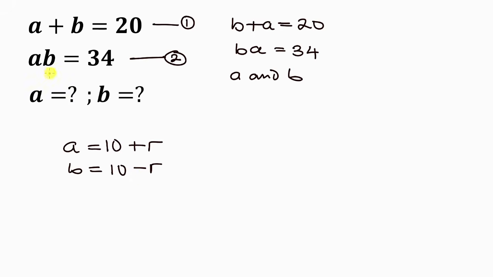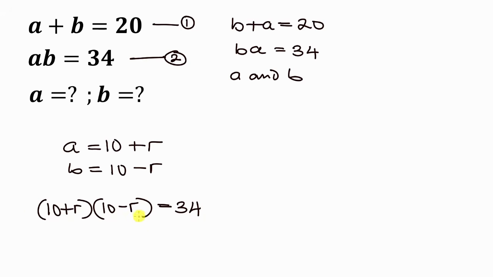Now let's go to equation 2. We see that a is multiplying b. So a times b is 34. Remember, our a is 10 plus r. So 10 plus r, that's our a, times b. b is 10 minus r. And this is equal to 34 according to equation 2.